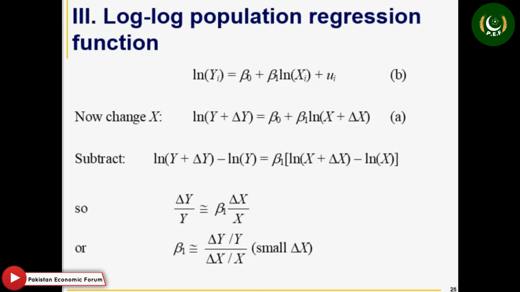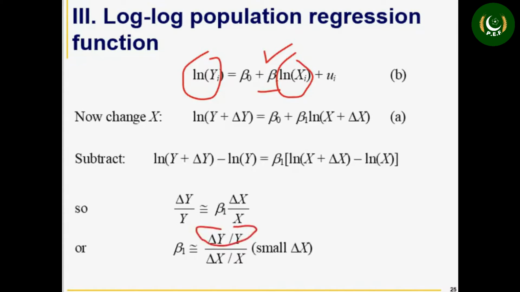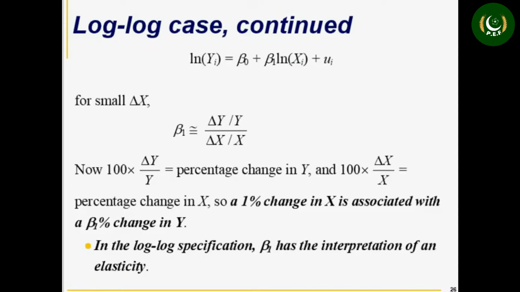The next one is the most commonly used and very simple to interpret: beta 1 is the elasticity. A percentage change in x leads to a beta 1% change in y. That is the percentage change in y due to the percentage change in x. This is elasticity, and if we remove the logs of y and x, that's the slope. So there is a difference between slope and elasticity, and if you take y bar and x bar, that is elasticity calculated at the means. A 1% change in x is associated with a beta 1% change in y, and beta 1 has the interpretation of an elasticity.